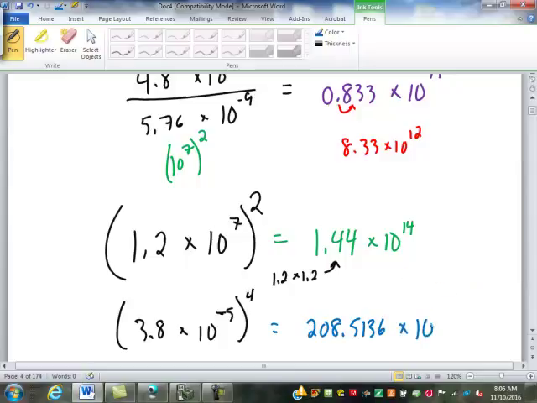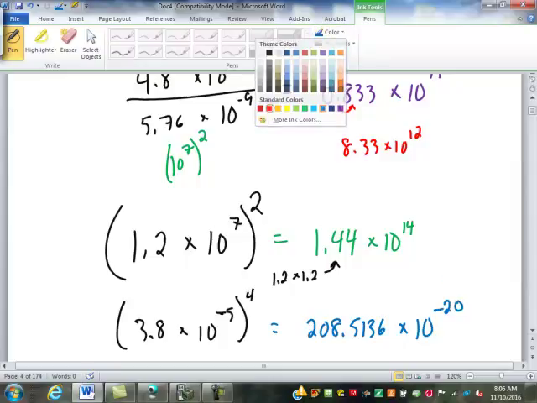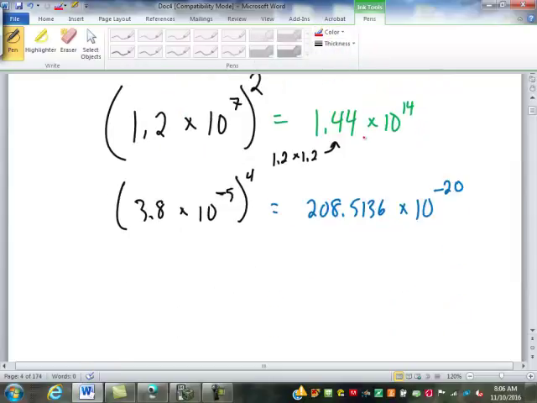Now the power of 10 is 10 to the... I have to do negative 5 times 4, which is negative 20. Now I have to adjust the answer here because there are 3 digits in front of the decimal point. I have to go 2 spots, so 2.085. Yes, we had to move it 2 spots. So now the power of 10 has to be adjusted by 2. Number got smaller, the power gets larger. So negative 20 plus 2 is negative 18.